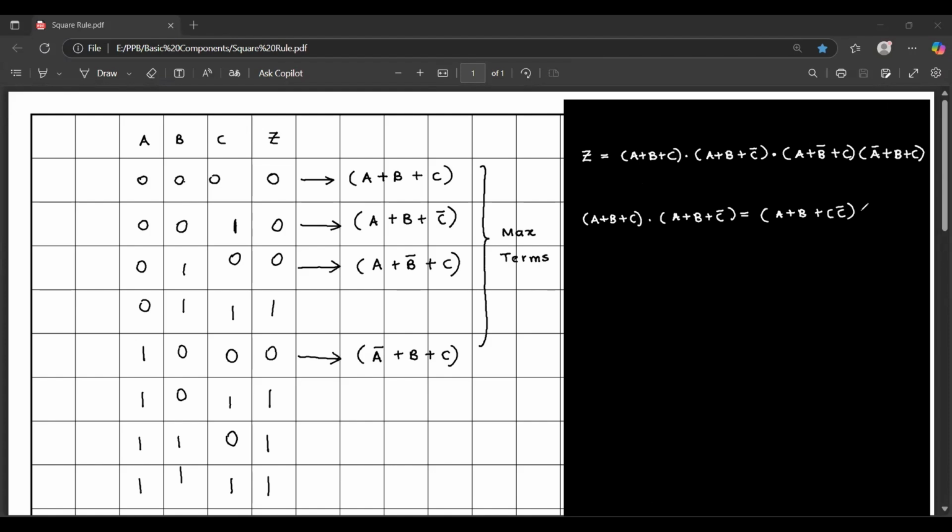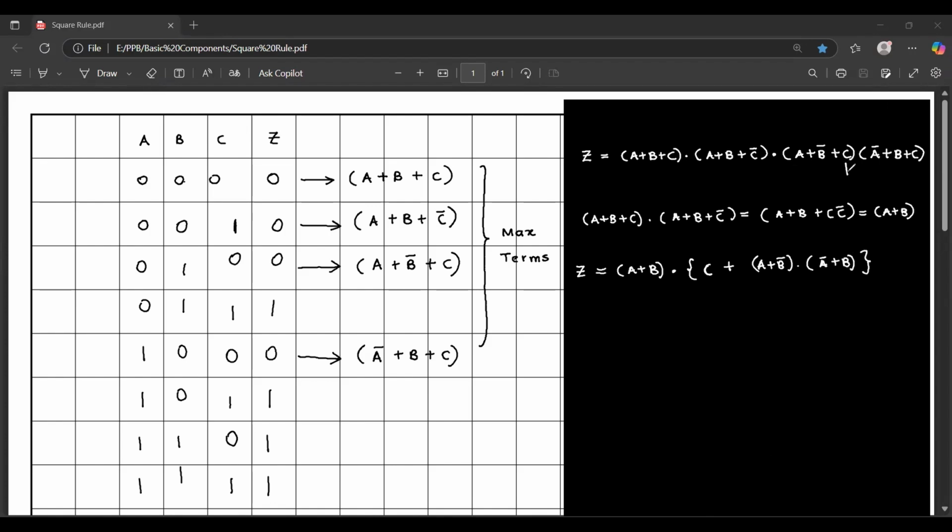So C bar is equal to 0, so this is equal to A plus B. Okay, so that's the idea here. So if I simplify this, Z can be given as (A plus B) into (A plus B bar plus C) into (A bar plus B plus C). So what can we do? Well, we can write it down as (C plus (A plus B bar)) into (A bar plus B).